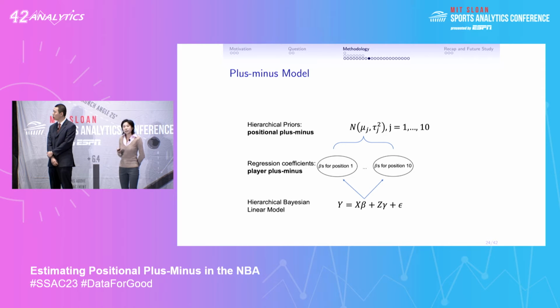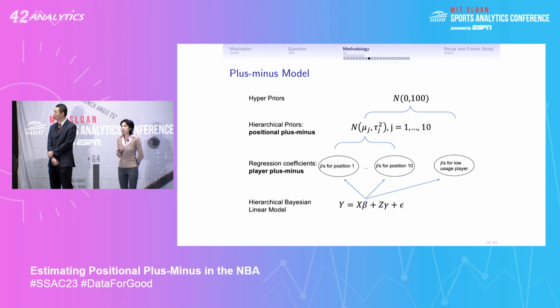And the mu's are the key parameter of interest, which estimates the positional plus minus values, and they will be estimated from data. To complete the model, we need a top layer of hyperpriors, and in this case, we use non-informative priors for the mu J. And in addition, there are some beta that belong to low usage players without a position.